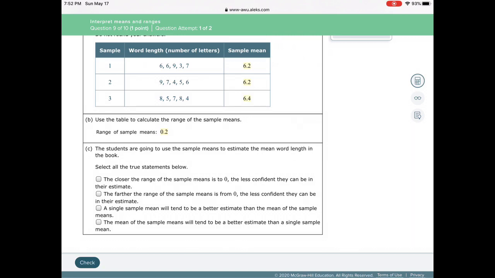So going through part C, just go one by one for the true statements. The closer the range of the sample mean is to 0, we should be more confident, not less confident. So that one's incorrect. The farther the range of the sample mean is from 0, the less confident they can be in their estimate. That one's the true one. Because that means that there is a lot of variability, so you can't trust that. And then once again, the mean of the sample means gives us the better estimate than just a single sample. The more, the better when it comes to statistics.